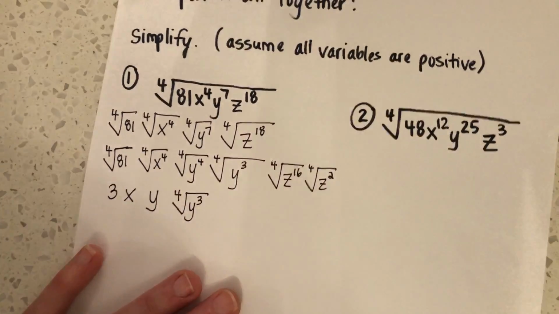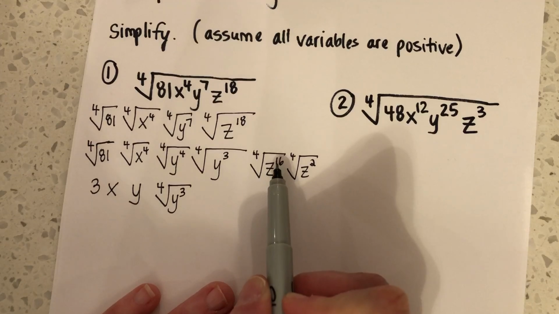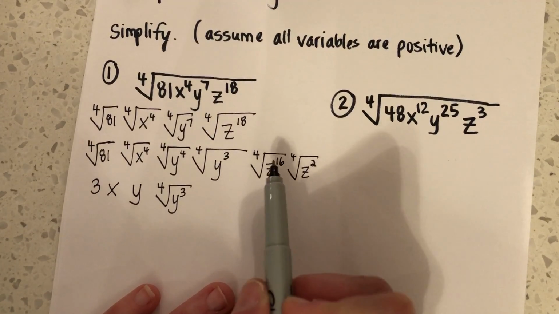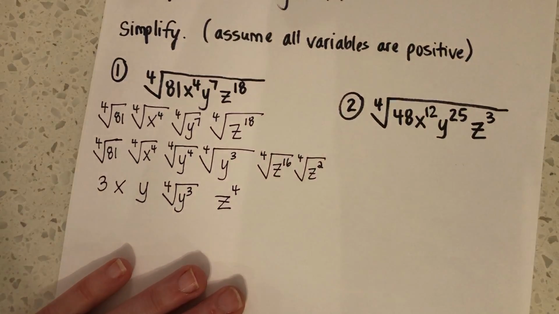All right, so he stays. All right, now we go here. The 4th root of z to the 16. 16 divided by 4 is 4. So he's going to become z to the 4th, no more radical.